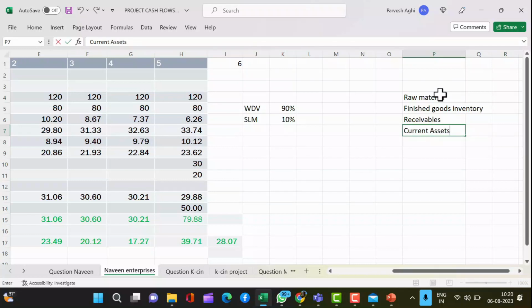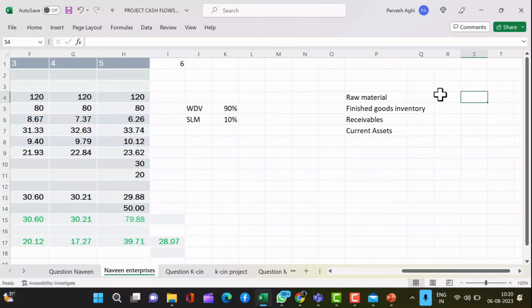Okay, for example, raw material is say 5, inventory is 10 and receivable is 5. So your entire amount is 20. So let's make the raw material as 8. So this 23 has come.